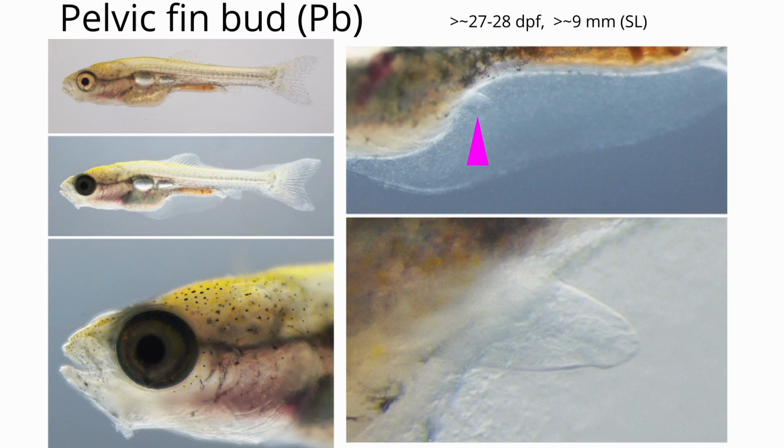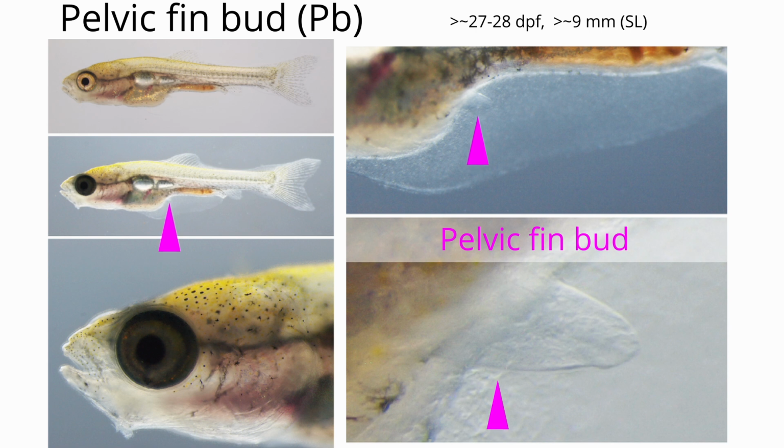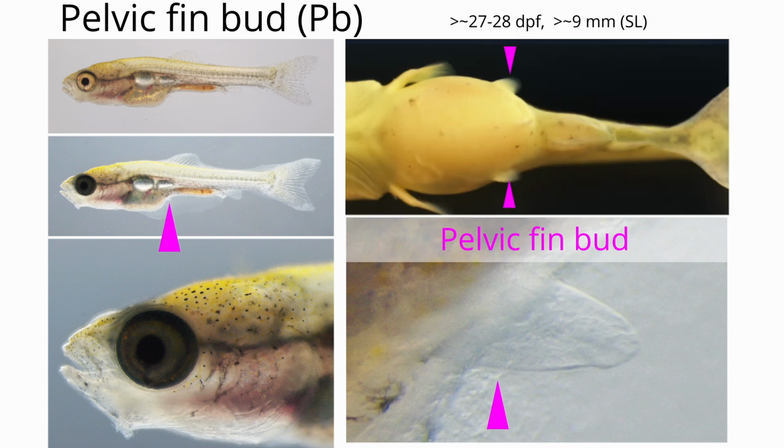From around here, the primordium of the pelvic fin, that is the protruding part that becomes the origin of the pelvic fin, becomes visible. The stage where the edge of the bulge that forms the base of the pelvic fin becomes a thin membrane is called the pelvic fin bud. Unlike the dorsal and caudal fins, the pelvic fins that appear on both sides of the body differ greatly in the timing of their appearance.